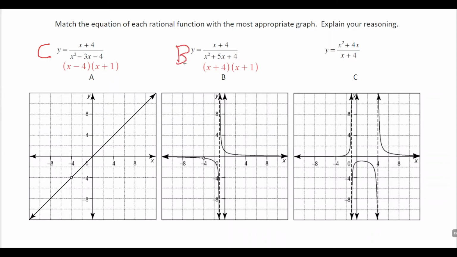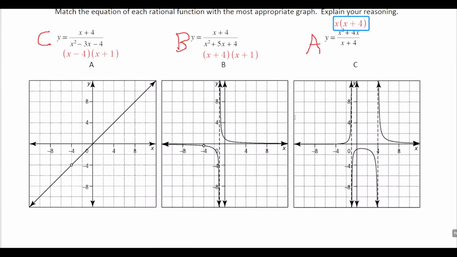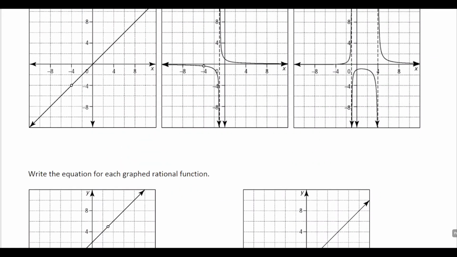Now for the last one, the only choice left here is A, so we're just going to go ahead and write that. But if we were to factor this, we'd get x times x plus 4. And if we're just trying to check and make sure we got the right one here, we should have a hole at -4, which was the same as the last one, so that's not really helpful. But we do have an x-intercept at 0, which is reflected here. So we are good to go there. We got C, B, and A for this matching.